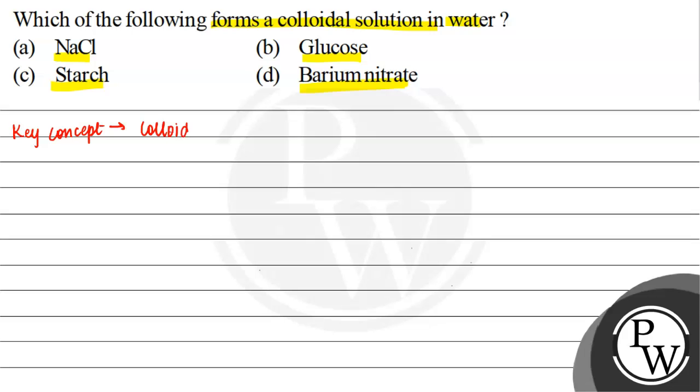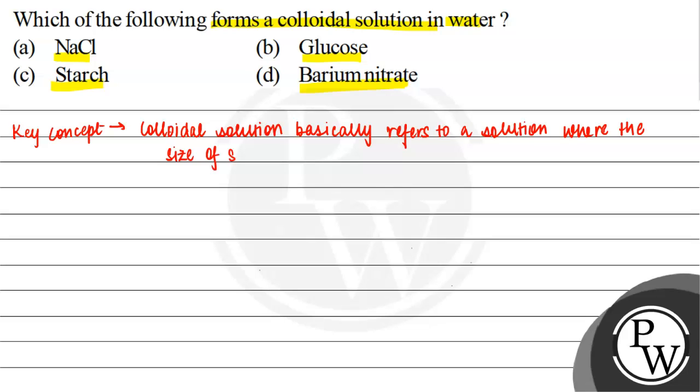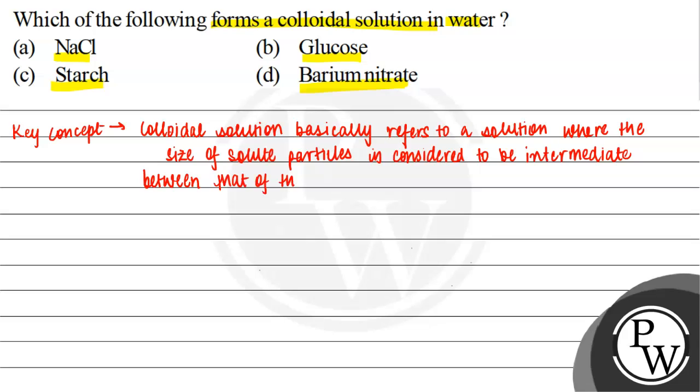Colloidal solution basically refers to a solution where the size of solute particles is considered to be intermediate between that of the true solution and suspension.